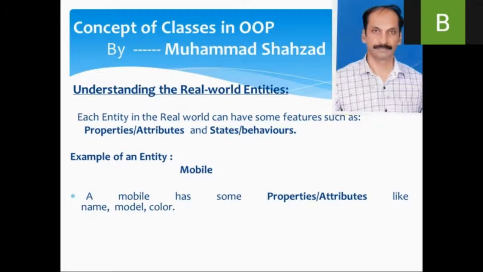It means the name of the mobile, the model of the mobile, the color of the mobile, and the price of the mobile are the properties or attributes of the mobile entity. Did you get, Mr. Behzad? Yes, sir. And I do tell you more about the mobile.